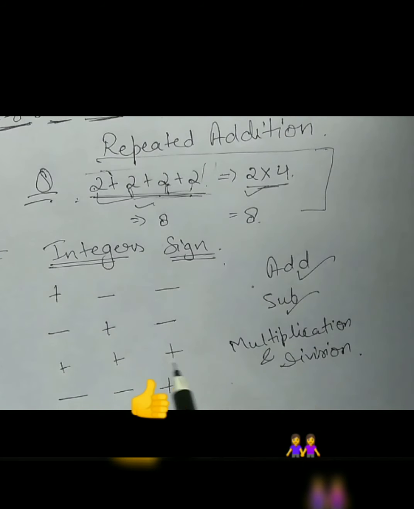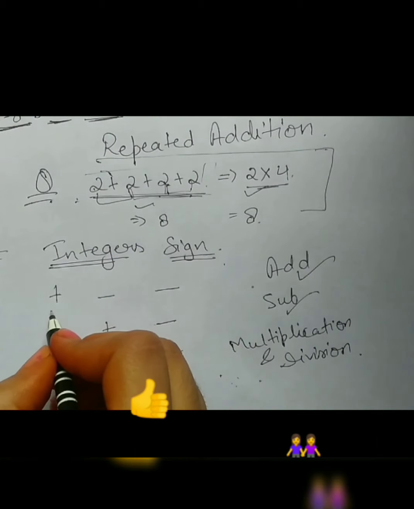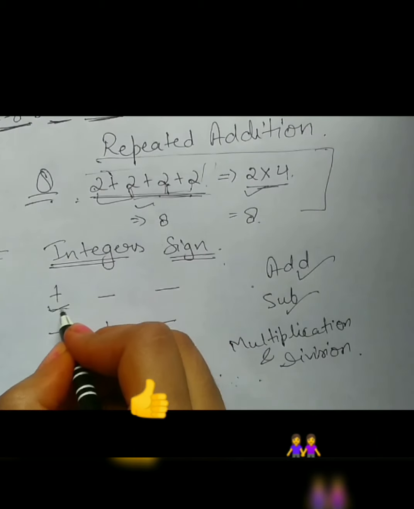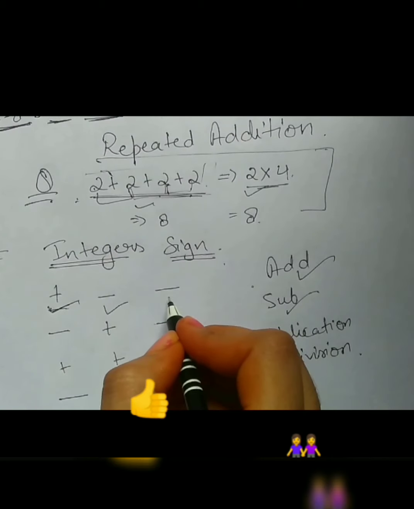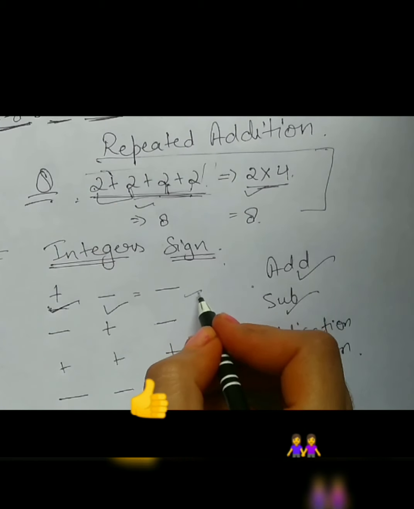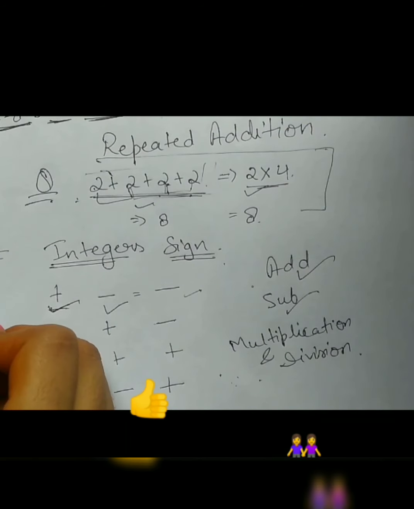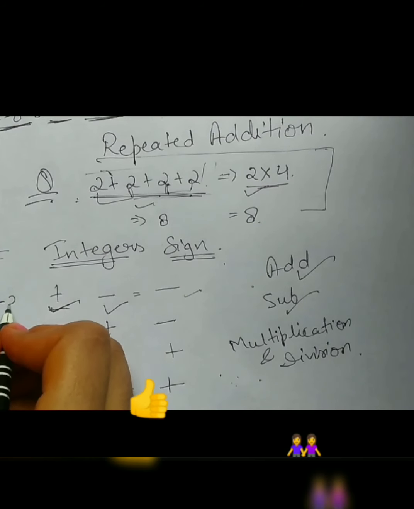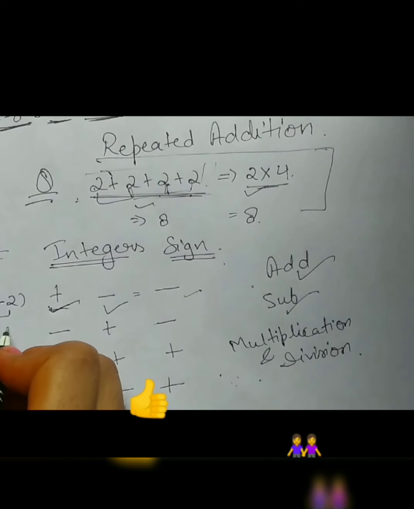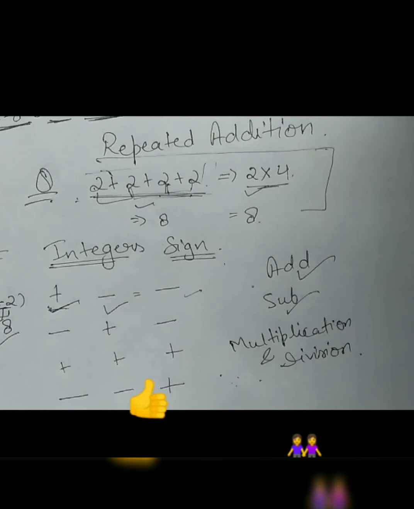So in multiplication and division, regardless of which integer is greater, if we have one integer positive and the second integer negative, our answer will always be negative, that is minus. Let's see an example. 4 × (-2). Our answer will be negative, that is -8.